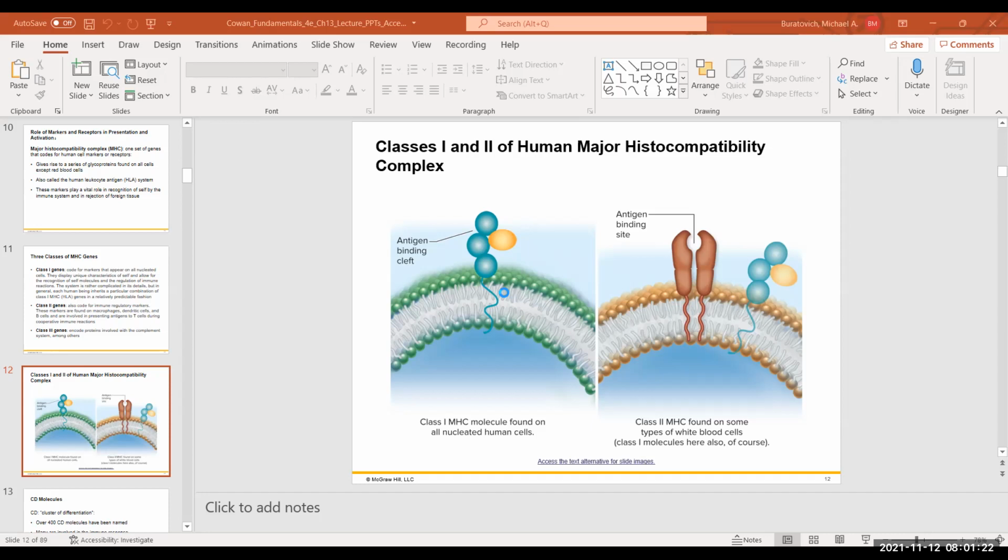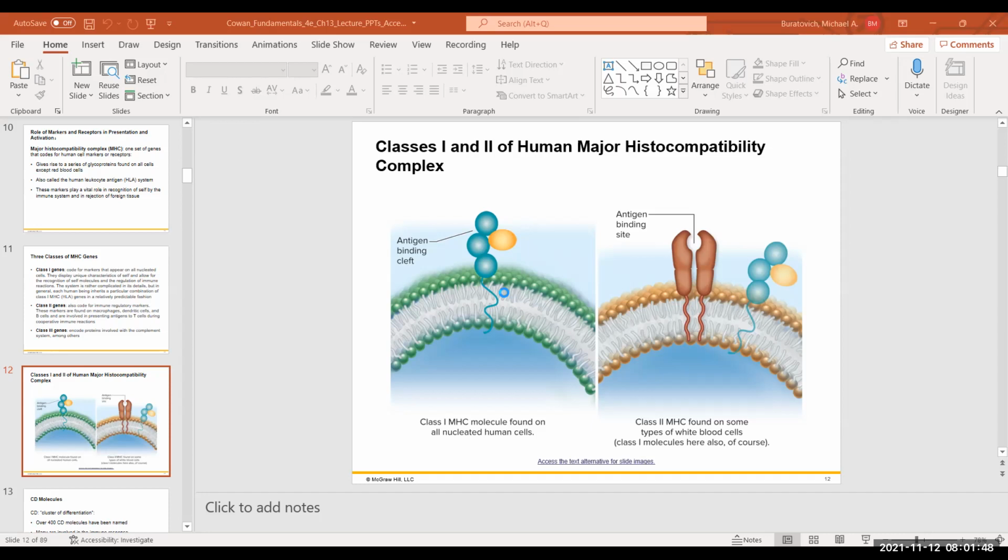Cytotoxic cells express CD8. Mature T cells do not express both of these molecules; they express one or the other. During their development, they'll express both, but then they'll downregulate one and upregulate the other while they're in the thymus.